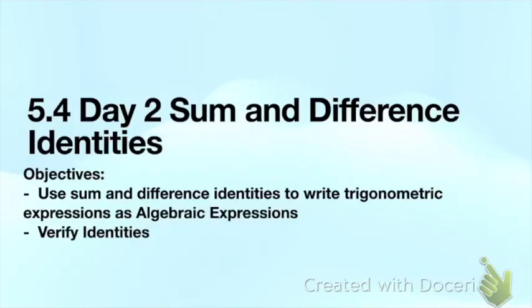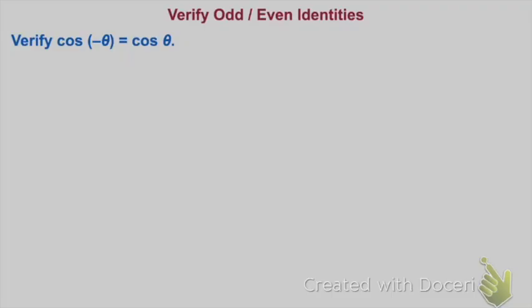Welcome to section 5.4, day 2, sum and difference identities. Today we're going to use sum and difference identities to write trigonometric expressions as algebraic expressions, and we are going to verify identities. First thing we're going to do is verify different identities. This first one here, we're going to verify odd and even identities using our sum and difference identities.